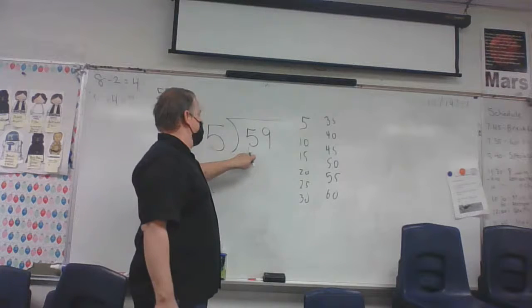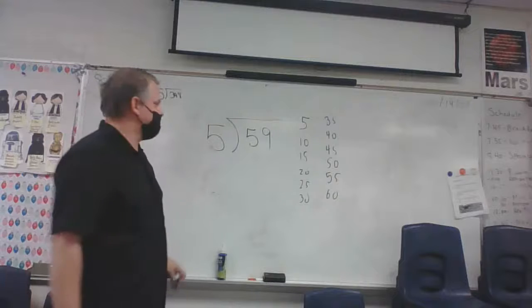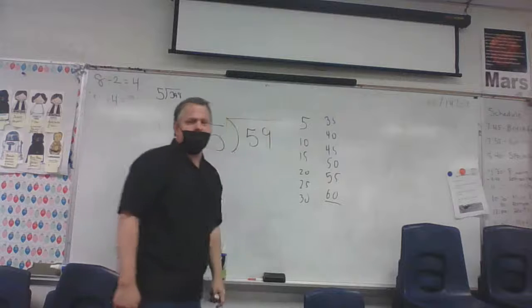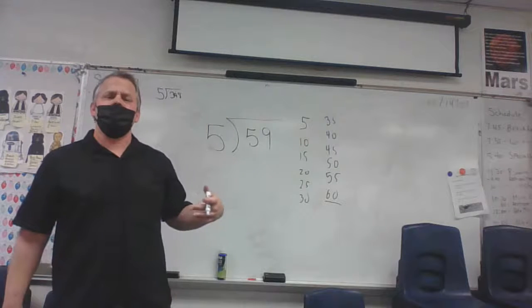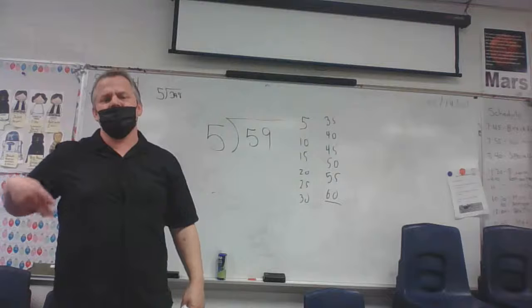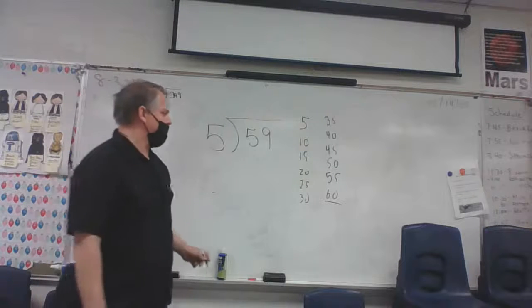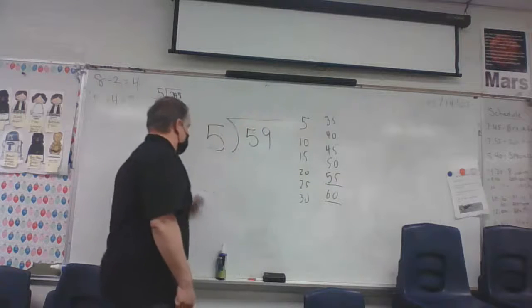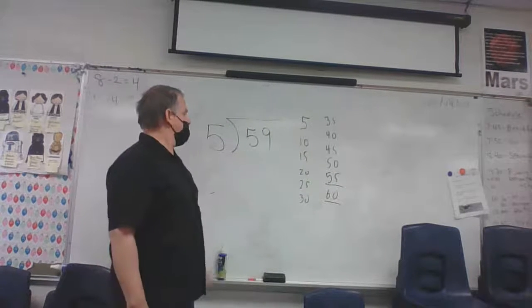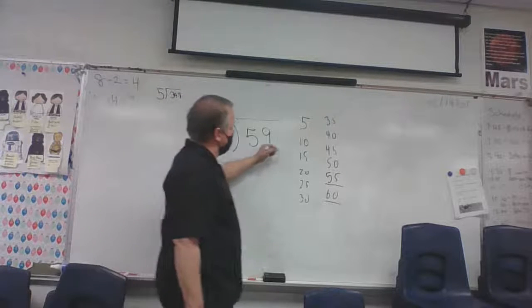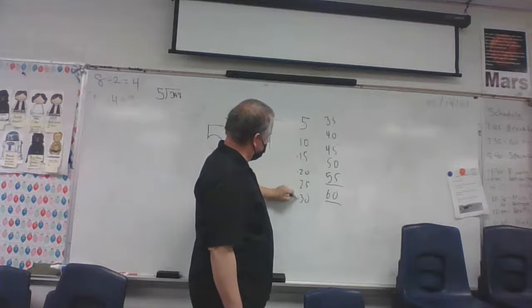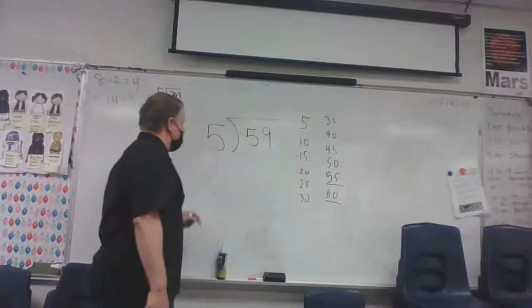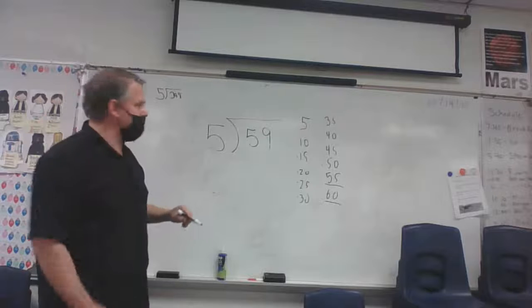5 divided into 59. We have 60 here, but we can't use 60. The reason we can't use 60 is 60 is too big. It's bigger than the number 59, sorry. 5 goes into 59: 1, 2, 3, 4, 5, 6, 7, 8, 9, 10, 11. 11 times. So keep that number 11 in mind.